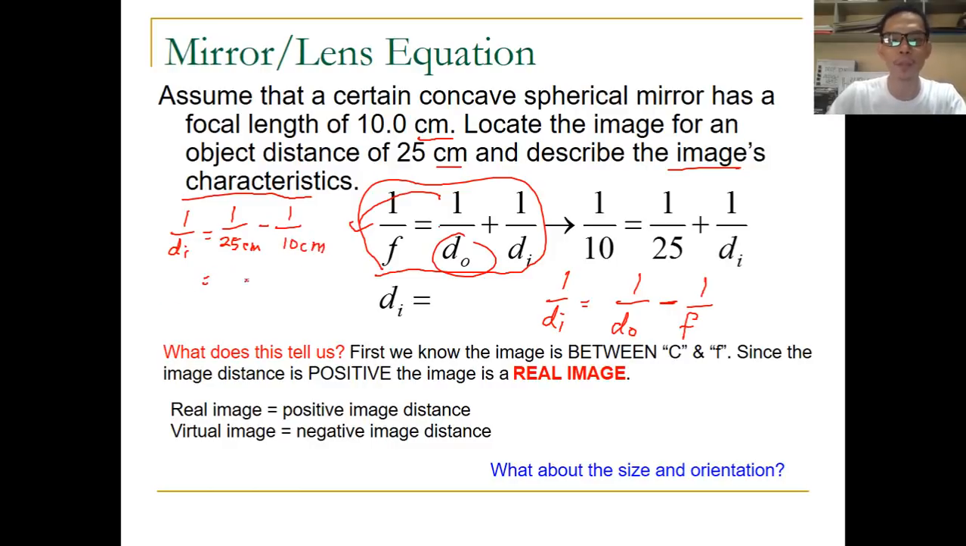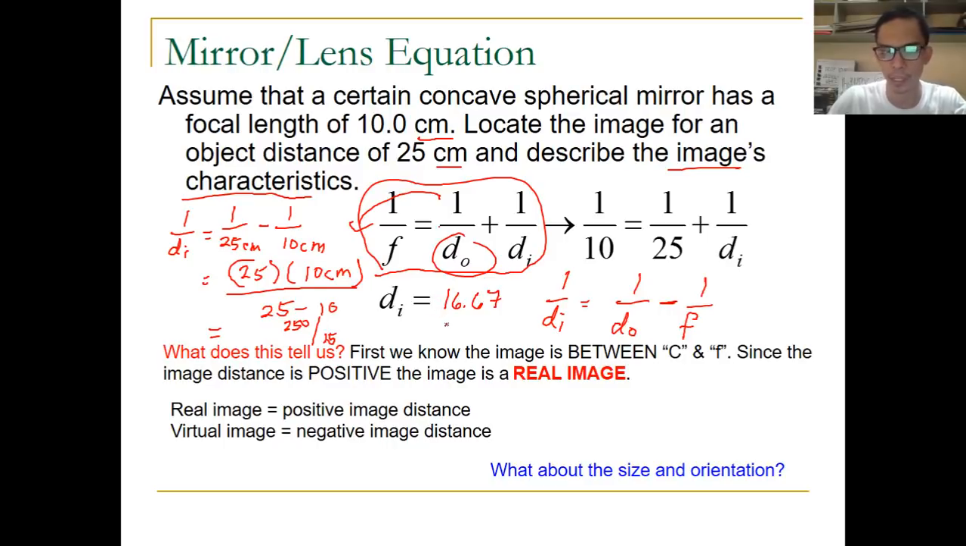So if we do this formula, we have 25 times 10 cm over 25 minus 10 cm. Let's compute. 25 times 10 is 250, over 25 minus 10, which is 15. So 250 over 15 becomes 16.67. So the distance of the image is 16.67. Let's take a look at whether it is negative or positive. There's no problem with the sign, it is positive. So technically, our answer is that the distance of the image is 16.67.